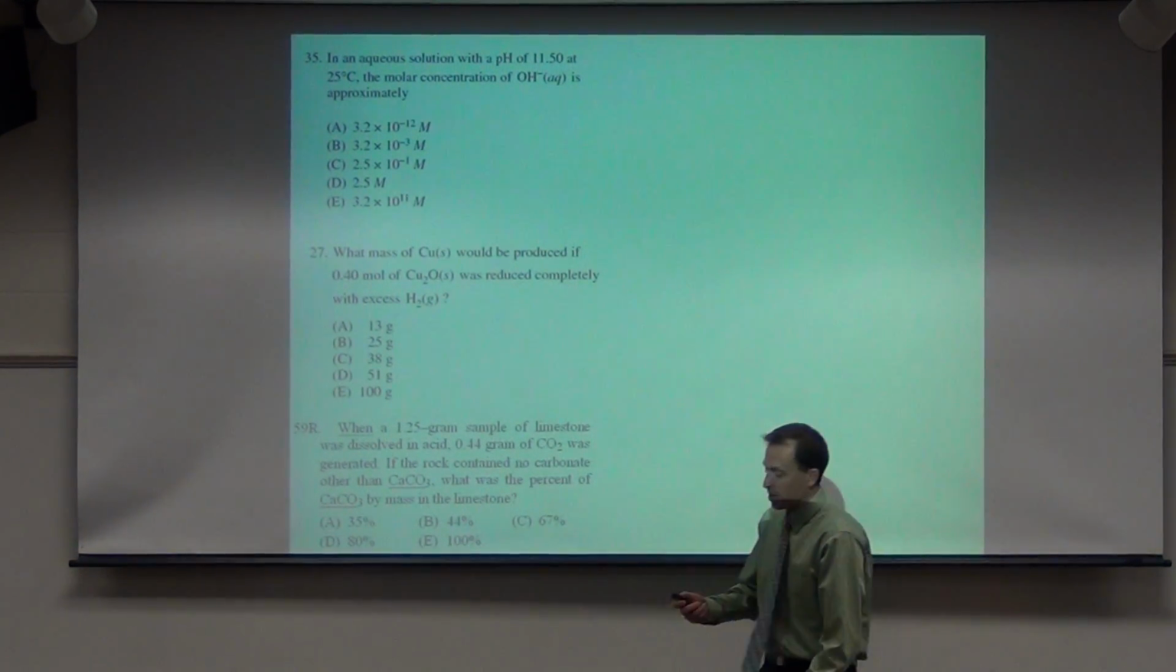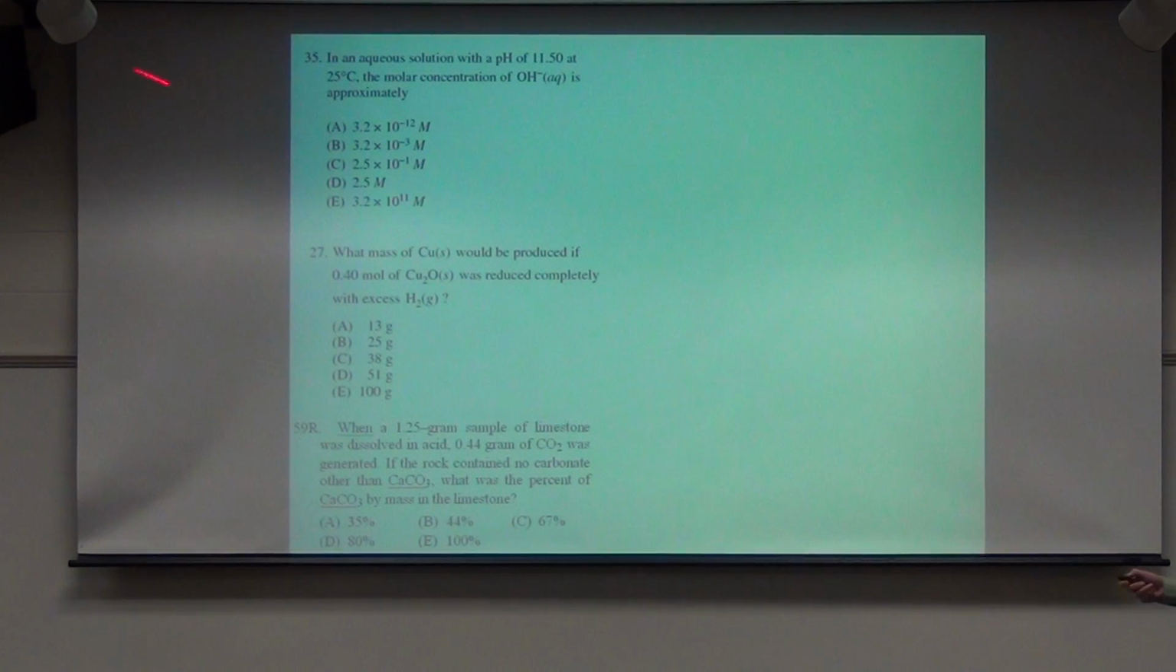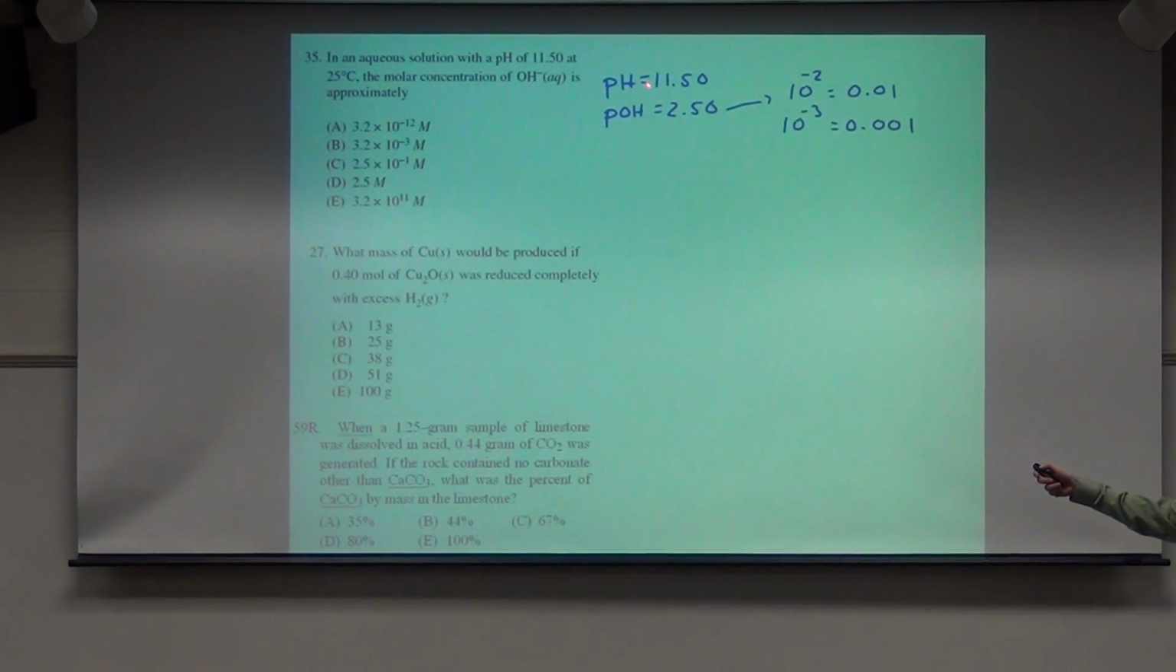So let's take a look at how we quickly do this, and then we get into our problem. This first one was about pH. You're like, well, how was I supposed to be able to calculate that without a calculator? This is what I basically did. I said, well, if pH is 11.5, it wants to know OH. OH is 2.5. This is how, and you don't know this, you need to know this.